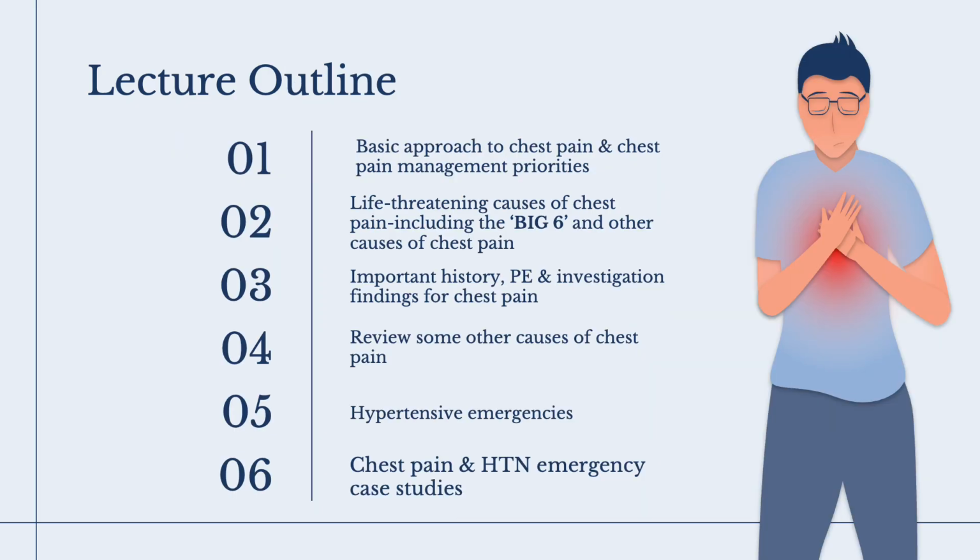So today's lecture, we're going to be talking about just our basic approach to chest pain and what priorities we have in management. And we're really going to focus on what I call the big six of chest pain killers, and then some of the other common causes of chest pain. We'll discuss really important history, physical exam, and investigations that should take priority in those presenting with chest pain. We'll review some of the other causes of chest pain, and we'll certainly talk about hypertensive emergencies and urgencies.